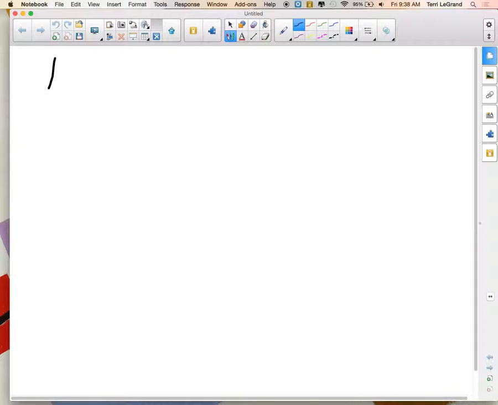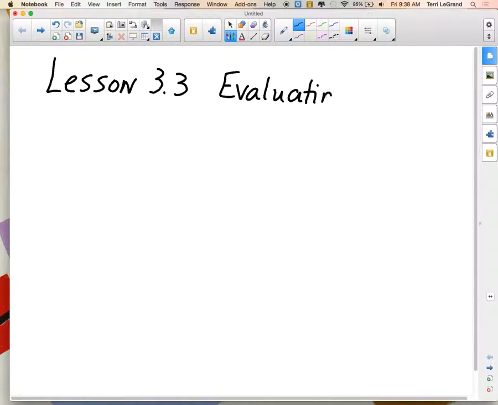This is lesson 3.3, evaluating functions. Okay. Lesson 3.3, evaluating functions. Have that title at the top of your page.